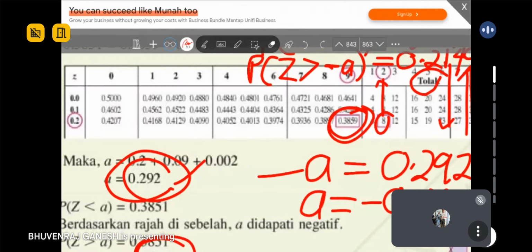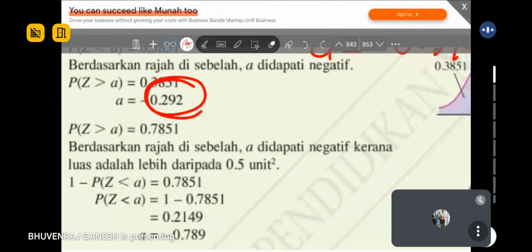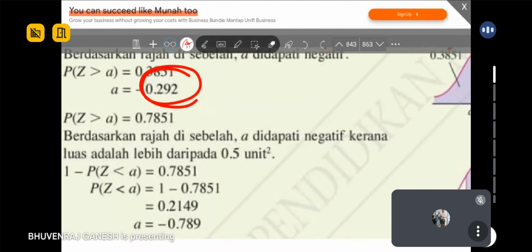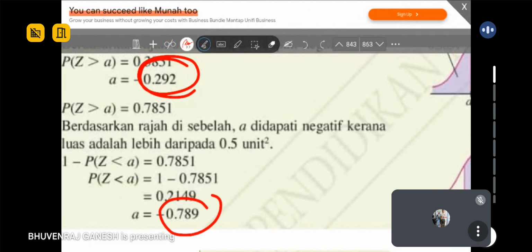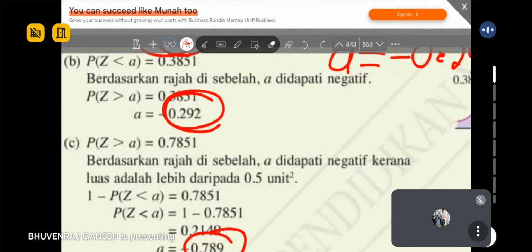Now you can read the table already. Baca jadual. So for question C, you should get A equal negative 0.789 after you read the table. Can, guys? For question C, any problems? Should be okay, right? Soalan C.